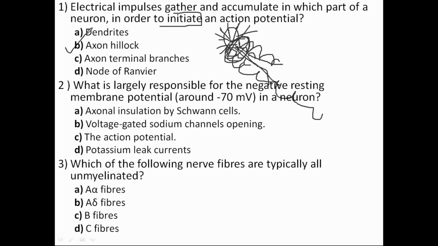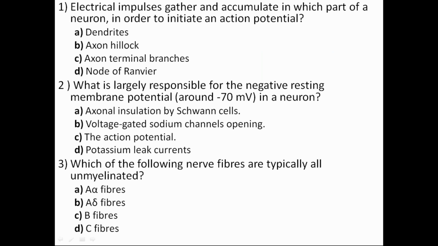Fine. Okay. Second, very easy question. What is largely responsible for the negative resting membrane potential? I think without looking at the options, you should tell me. Right. It is potassium leak current, because whenever membrane potential is asked, only one ion is important, that is K plus. K plus is maintaining your resting membrane potential. Right, it is potassium leak currents.